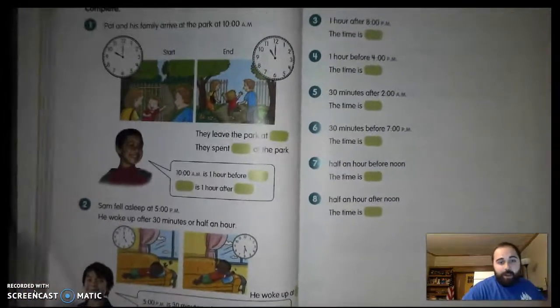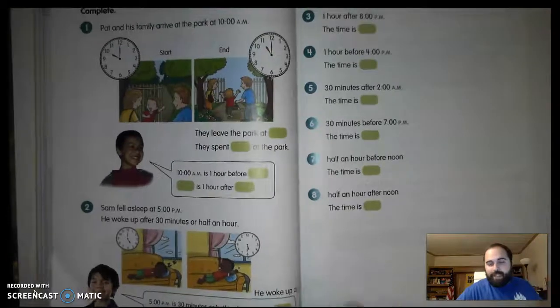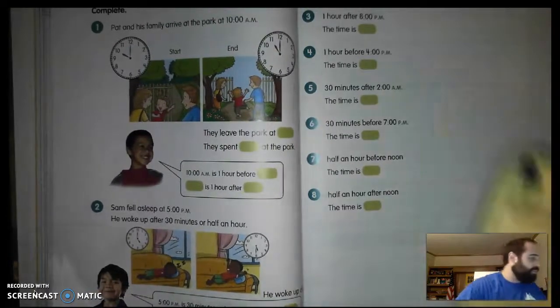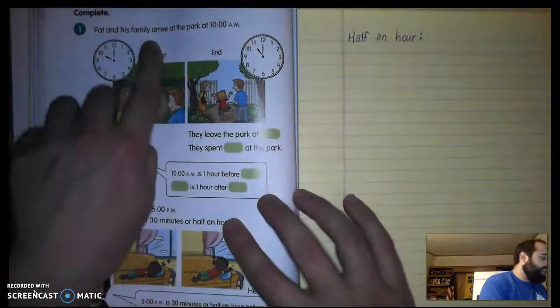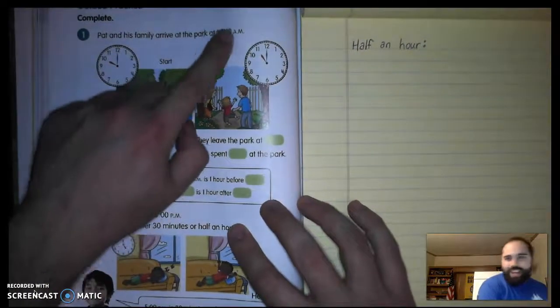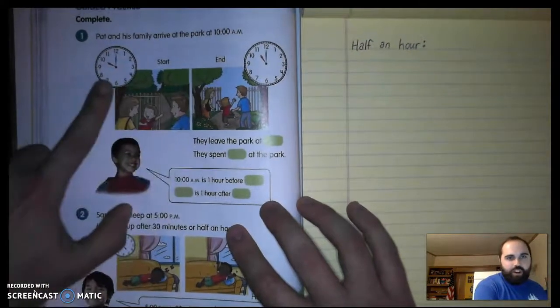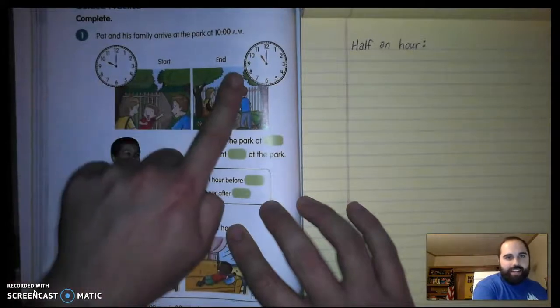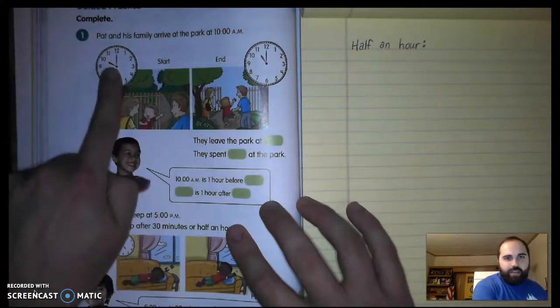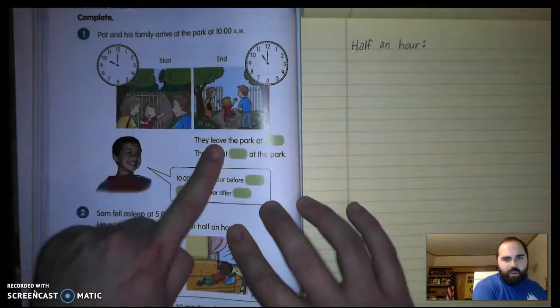Right, now we're on page 152. We're going to do a couple of problems together, and then you're going to have plenty that you can work on yourselves. All right. Pat and his family arrived at the park at 10 o'clock a.m. So we have a start time and an ending time. So this is 10 o'clock a.m. We know that for sure. But we need to know what time they left.